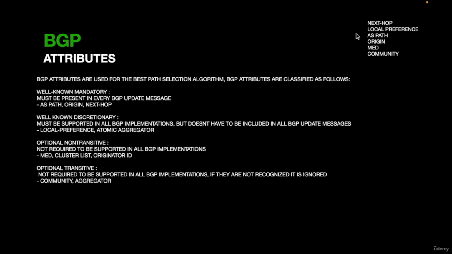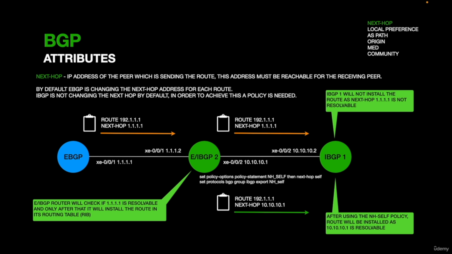Our scope for this lecture is to know next hop, local preference, AS path, origin, MED, and community. Those are the most used attributes. So next hop. What is the next hop? It's the IP address of the peer which is sending the route, and this address must be reachable for the receiving router.